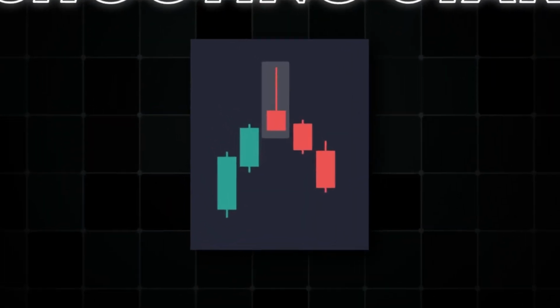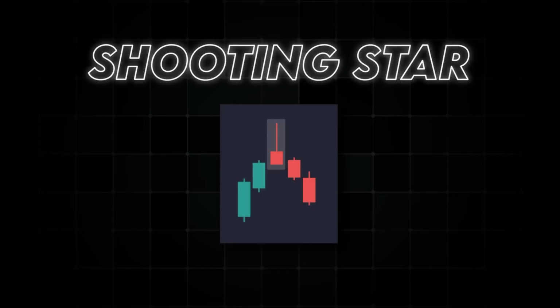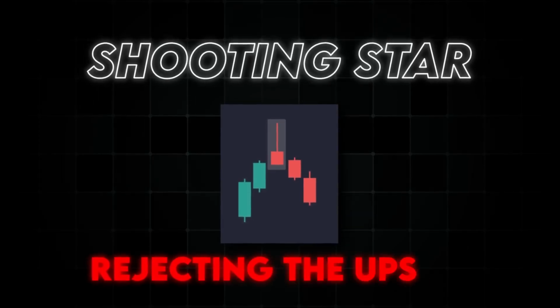Followed by the shooting star. The shooting star doesn't quite look like a shooting star, but if you get a little visual with it, you can. So this is a candlestick that appears at the end of an uptrend or a potential end of the uptrend, which consists of a very small body and a large wick, which is indicating to us that it has no power to continue to the upside and it is rejecting the upside.